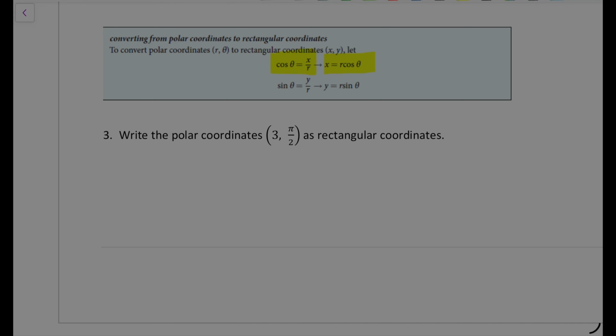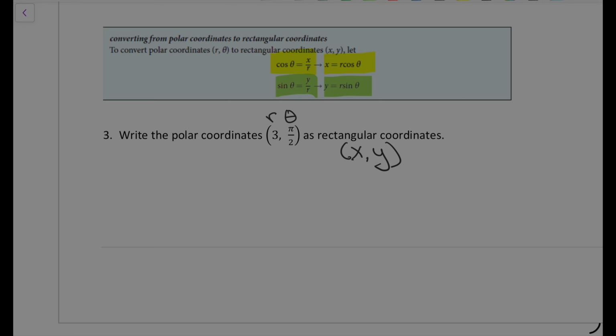Similarly, we know that the sine is the opposite value over the radius, and if we manipulate, we will get y equals the radius times sine of theta. Because those are some facts that we know going in, we can now take polar coordinates and convert them to rectangular coordinates, which we know are x, y values.